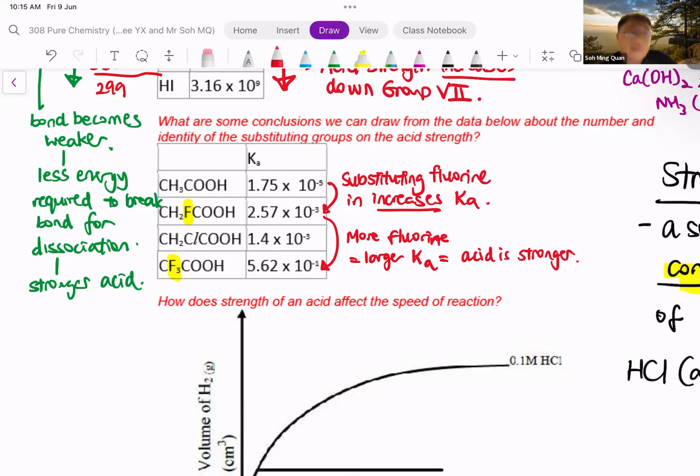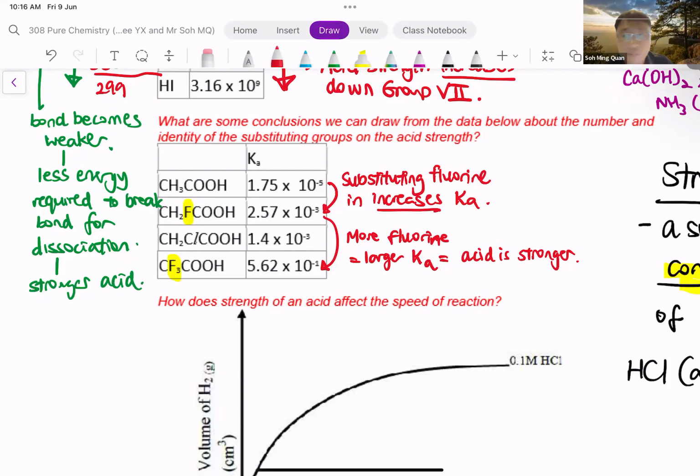Now, this is a data-based question. So we will give you the data. You have not learned the reason why more fluorine results in a stronger acid. So don't bother to fathom the reason. Look at what the data is telling you. The data is just showing you that substituting more fluorine atoms in results in a larger Ka. Therefore, the acid is stronger. So that's the conclusion that you draw from the data, right?